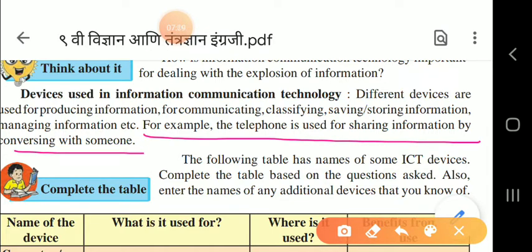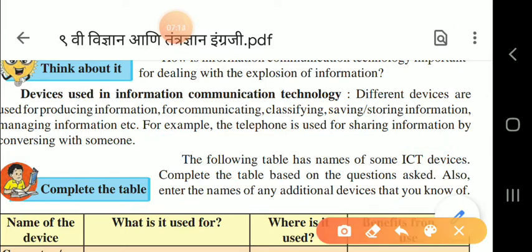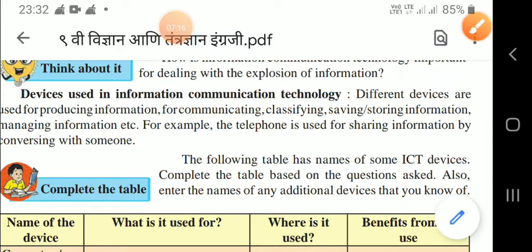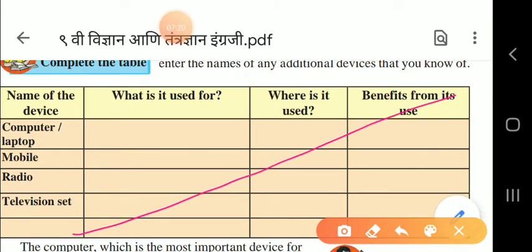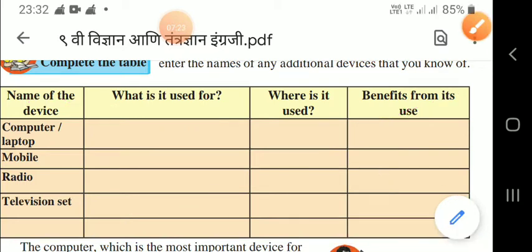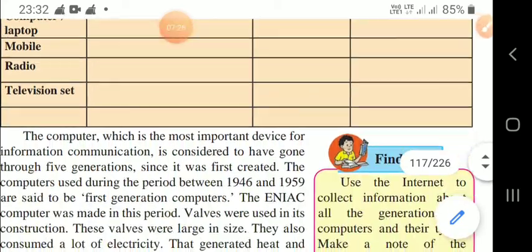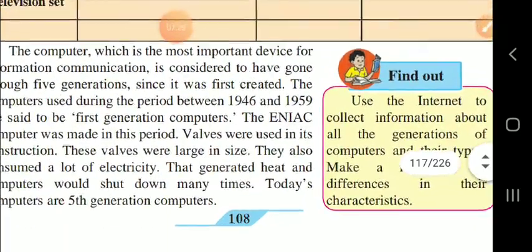Now here some table is given, that is cancelled for you, children. This table is cancelled for you. Actually that was the first activity. Now, due to COVID problem, this table is cancelled for you, children. Now we'll see here.